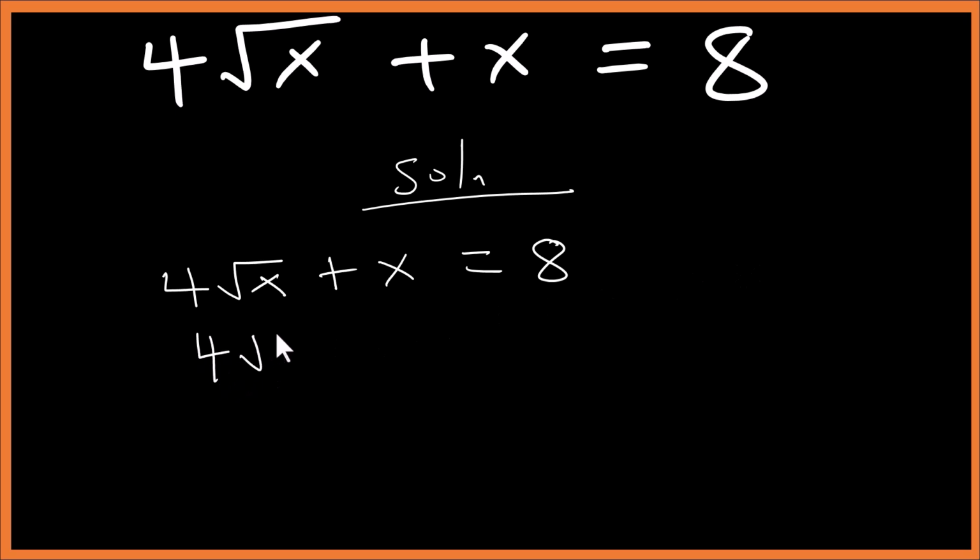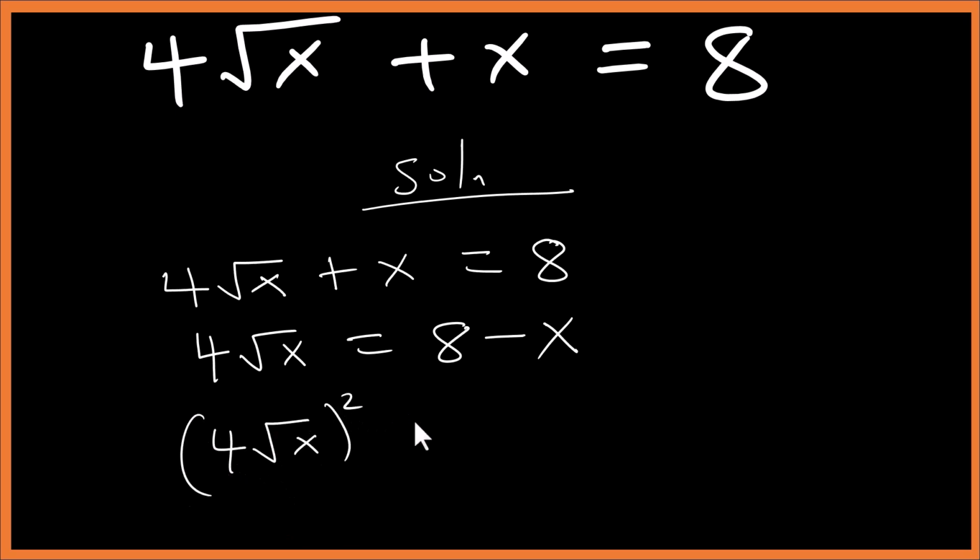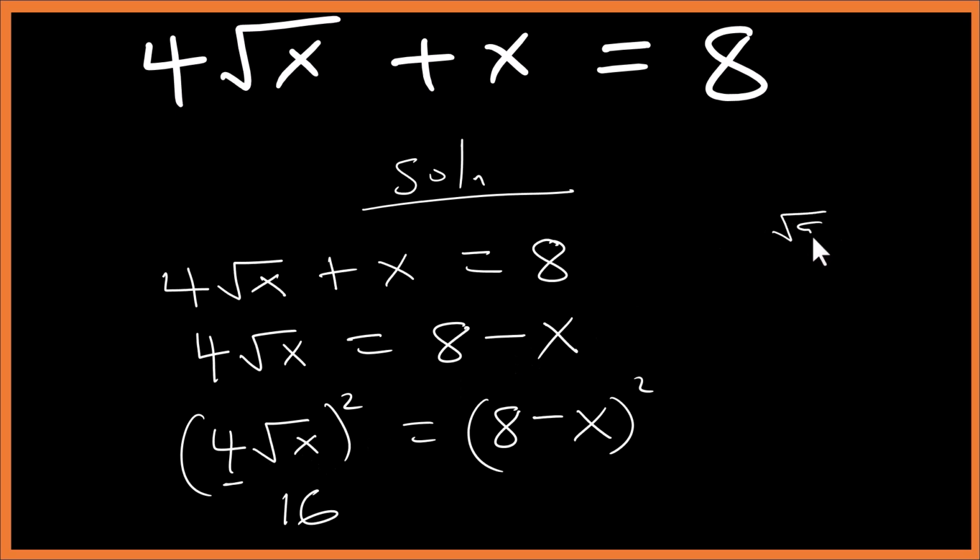So I have this one: 8 minus x. Let's go ahead as we square both sides. 8 minus x all squared. If I square this, it will affect this, that will be 16, and also affect this one. The square root of a all squared is a. So we have x.